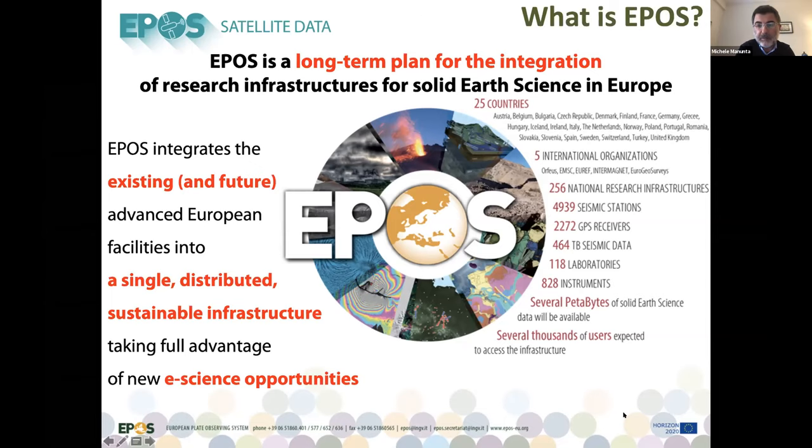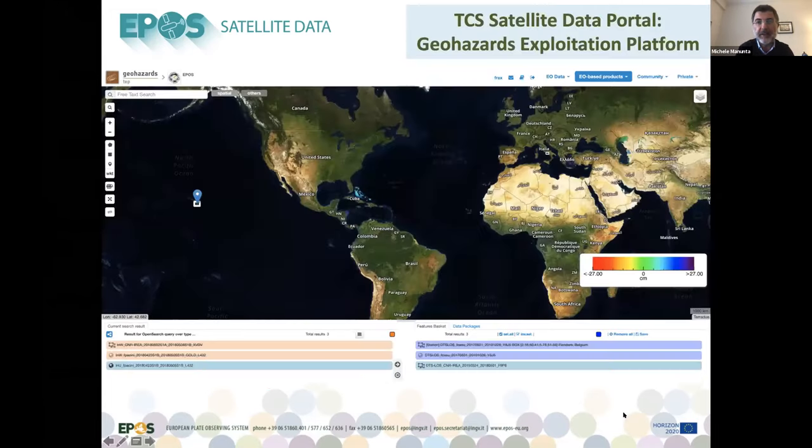EPOS involves 25 countries. We have several international organizations. We have almost 250 national research infrastructures and thousands of instruments and laboratories and terabytes of data and so on. EPOS is organized in communities. We refer to each community as a thematic core service, TCS. So we have the community of the seismologists, we have the volcanic observatories, GPS data, near fault observation. And one of these communities is the satellite data community, so the TCS satellite data.